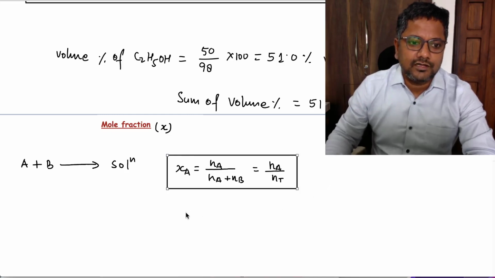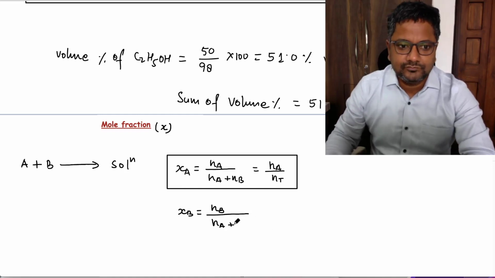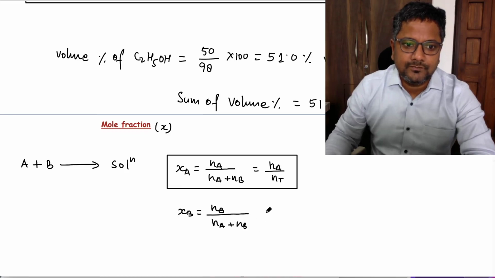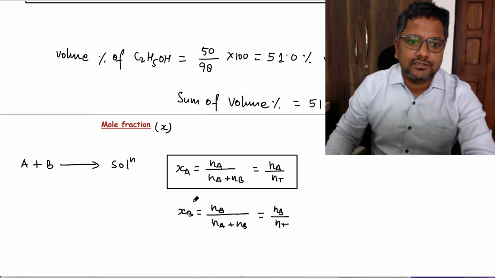Similarly, you can write mole fraction of B, XB, is equal to moles of B by moles of A plus moles of B, or you can write moles of B by total moles, right? So this is the mole fraction of B.